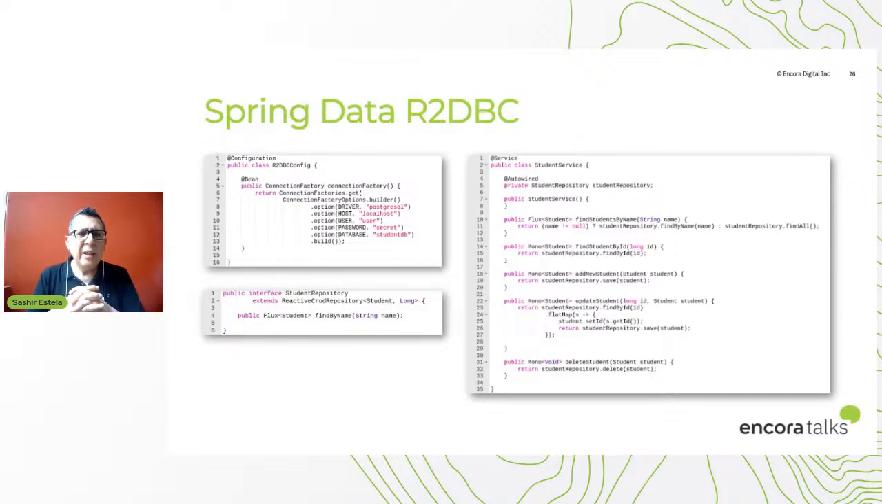It's similar to JPA. We need to configure it with a specific method with the connection factories. We need to create a connection object. We also have the reactive CRUD repository, similar to JPA repositories, in order to handle the CRUD methods like find, save, delete, etc. And when we are using R2DBC, we are also handling Monos and Fluxes for sending back the information.